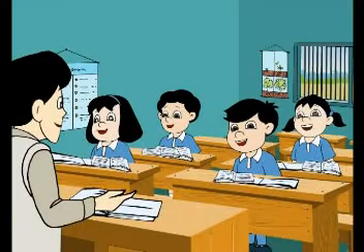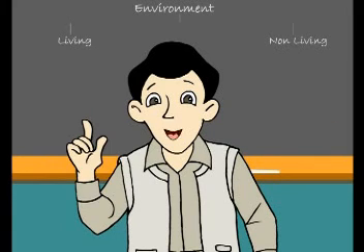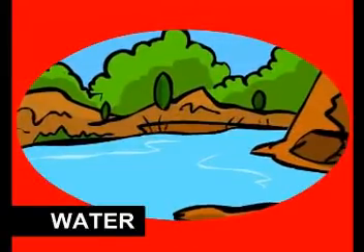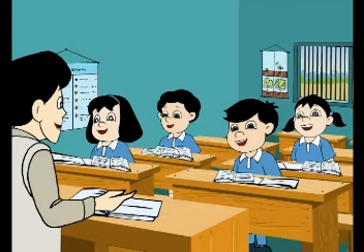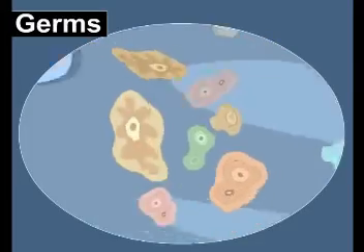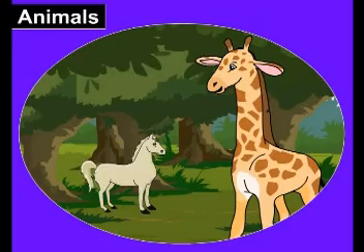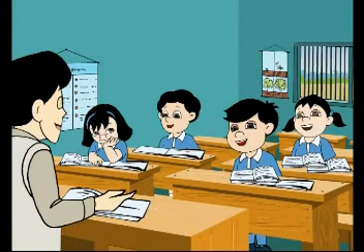Environment is everything which affects the living organism. It includes the living and the non-living things in our surroundings. The non-living parts of our environment are land, water, and air. These are our natural resources as well. The living parts are germs, plants, animals, and people. These are the parts of our nature. Children, come on, let's go out in the garden to feel our environment.